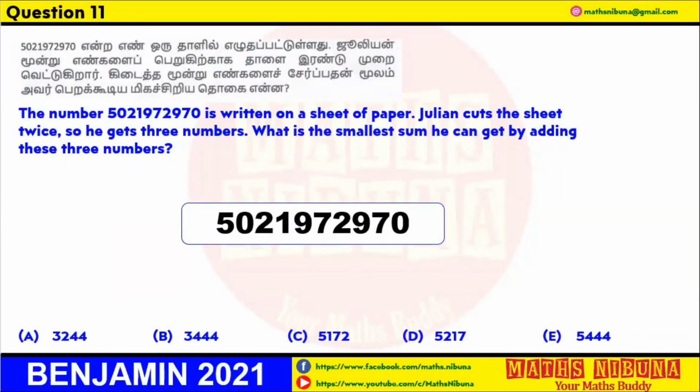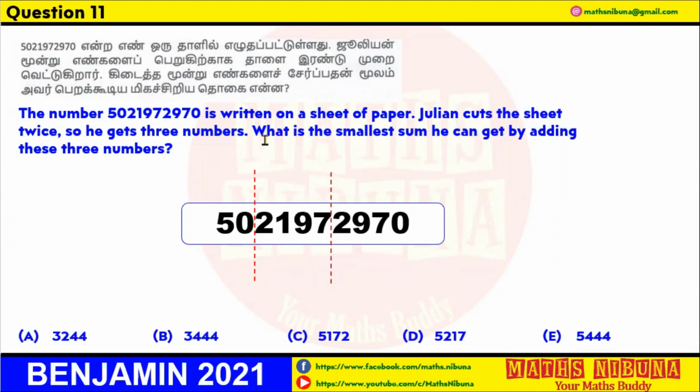Okay, now look at question number 11. The number 050219729070 is written on the sheet of paper. Julian cuts the sheet twice. Okay, that means she cut it twice. We don't know where she cuts. Okay, like this. Maybe she cut like this. Okay, there's a lot of possibilities.